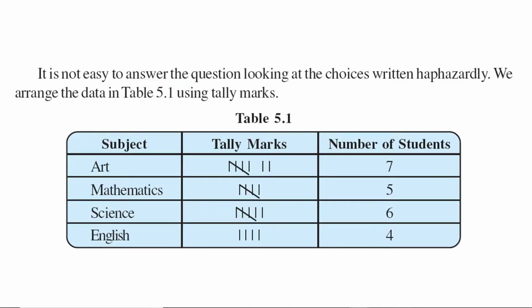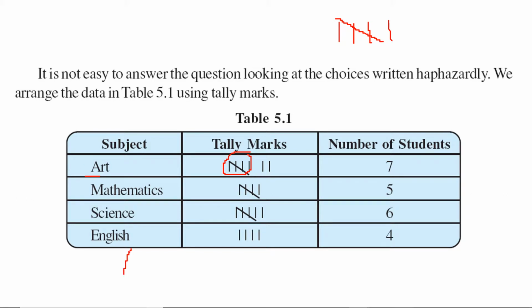And now we will try to make this raw data convenient for us to interpret. Means we will organize this data, arrange it. So now we'll compute like this. Art, this is 1, 2, 3, 4, and when we reach the 5th, we use a bar, or you can say pipes, and cross them so that this is equivalent to 5. So this is 5, this is 2, so there are 7.